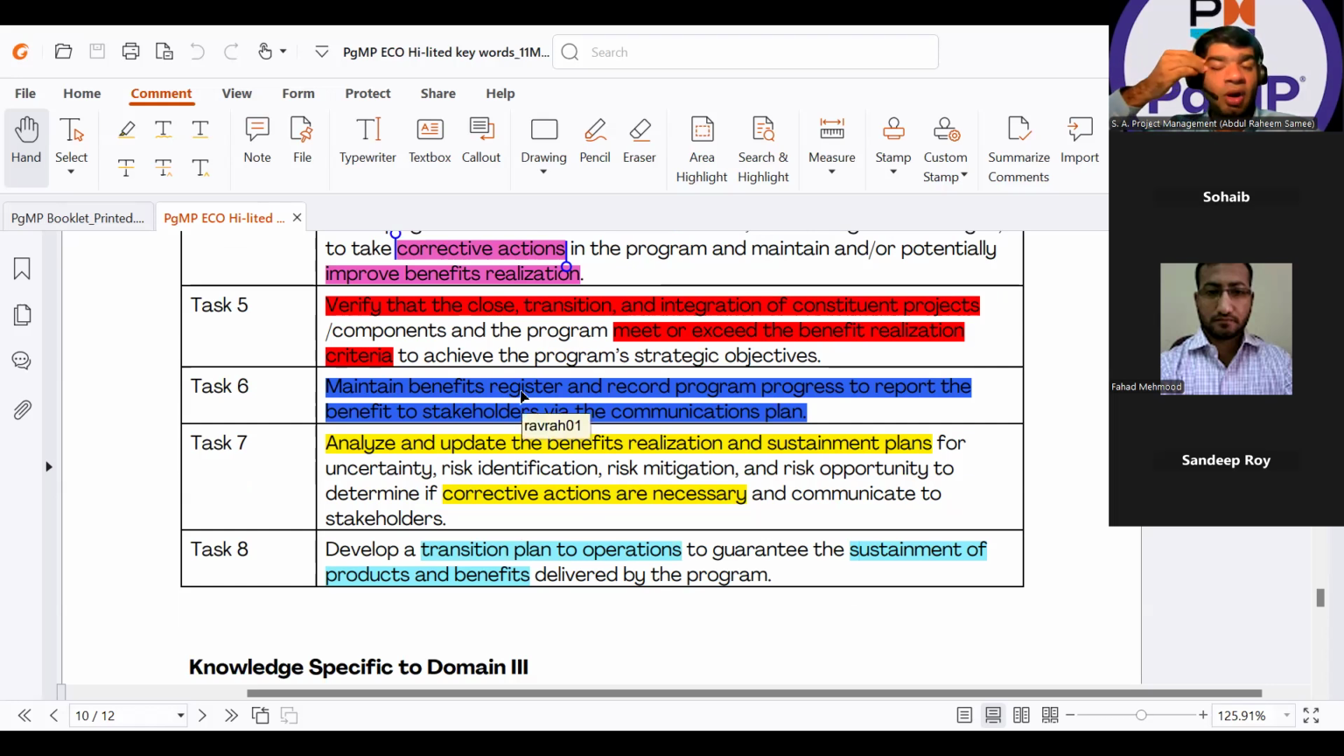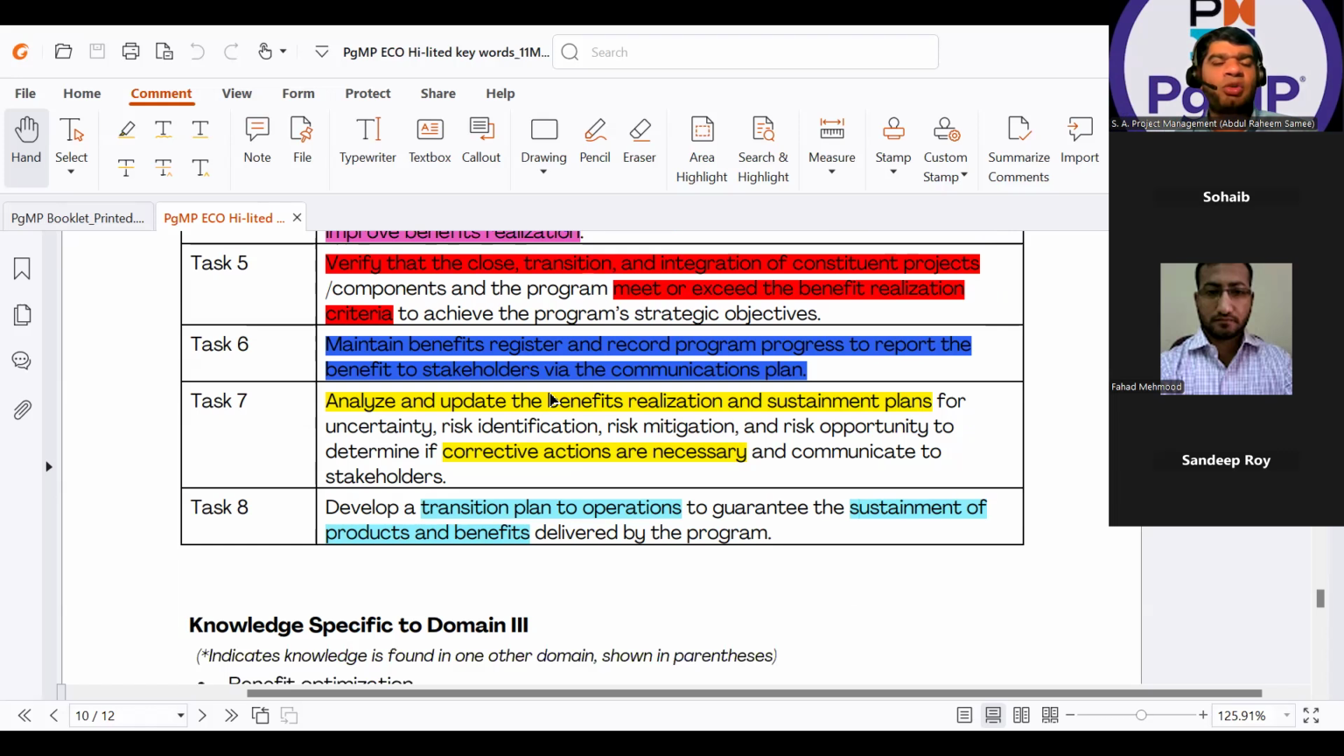Task 6: maintain the benefits register, and record the program progress to report the benefits to the stakeholders via the communication plans. Very important. Whenever you need to report the program progress, update your benefit register and communicate to the stakeholders as per your communication management plan. We had a long discussion with everybody in my classes, so it should be clear. Please don't make this mistake in this task. It's surely in the exam.